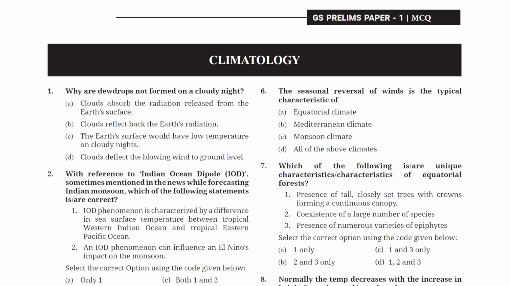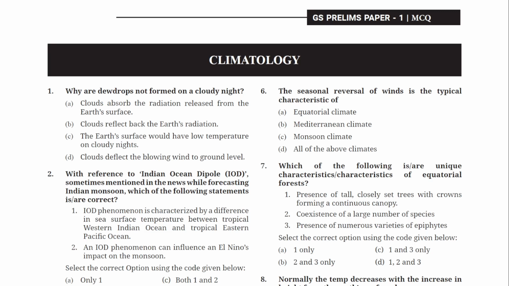When there is cloudy weather, terrestrial radiation is radiated back to the Earth's surface after reflection from clouds. This leads to the formation of hot house, that is greenhouse condition, due to which temperature on the Earth's surface is relatively higher. Hence, condition becomes unfavorable for the formation of the dew. So the answer is obviously clouds reflect back the Earth's radiation.